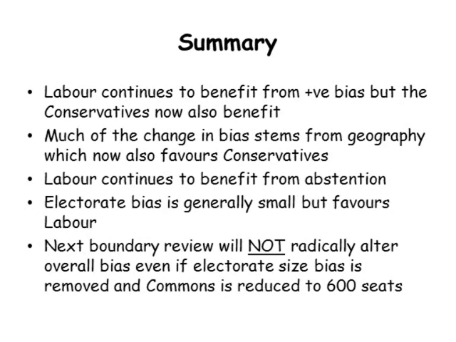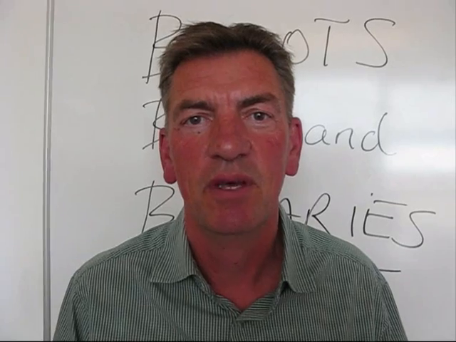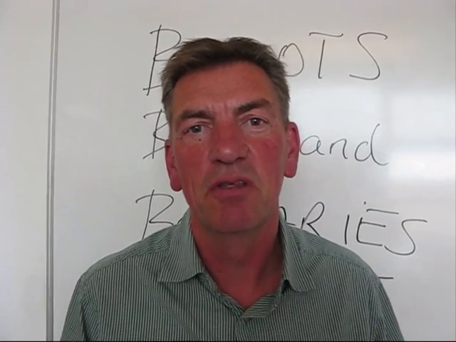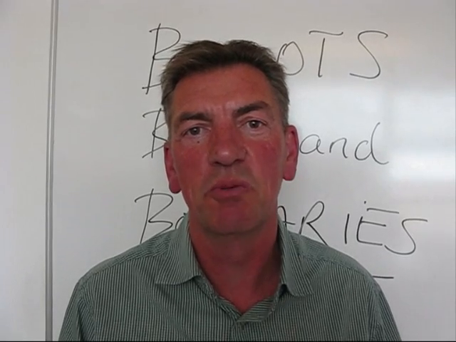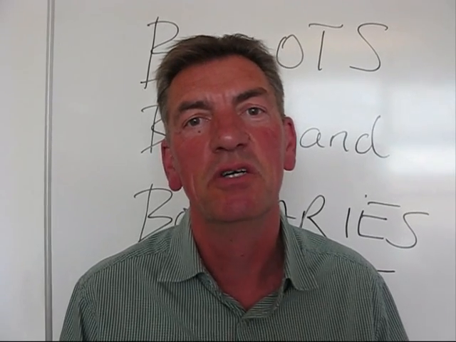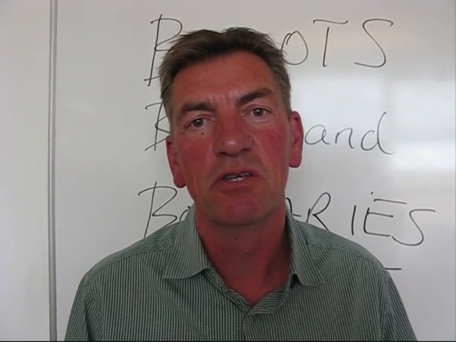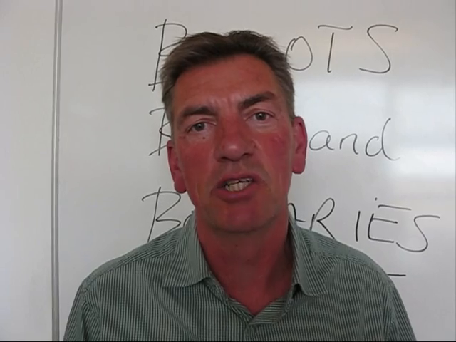The electorate bias is generally small, but it favours Labour. But the next boundary review, therefore, will not radically alter overall bias, even if electorate size bias is removed and the Commons is reduced to 600 seats. Well, there you have it. I hope that clarifies for you what constitutes electoral bias, the factors that contribute towards bias, and how it's played out at the 2010 general election.